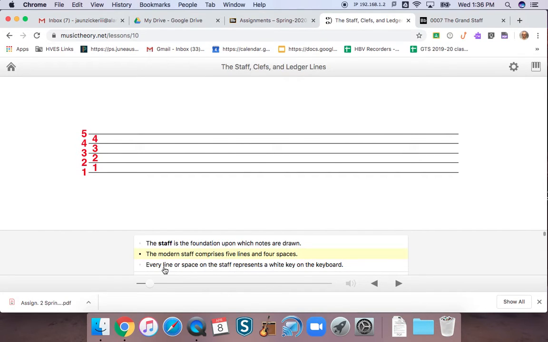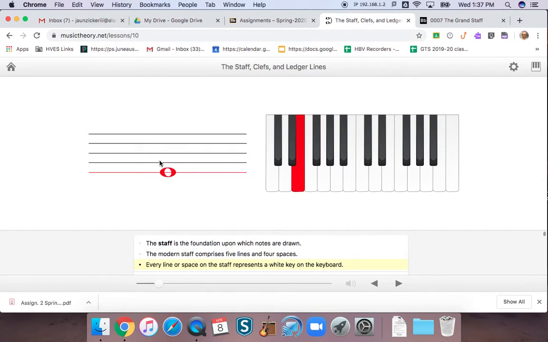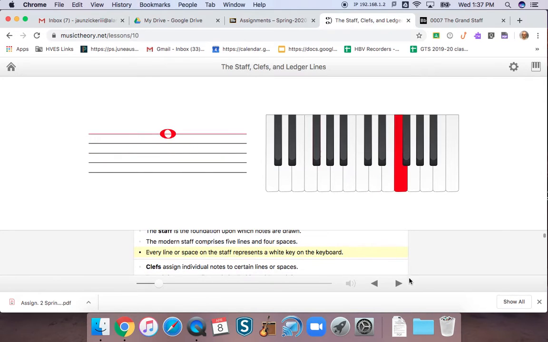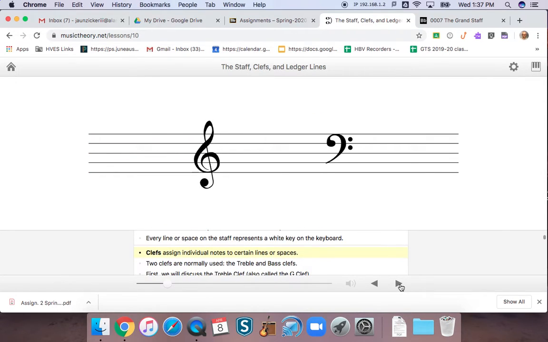Okay, clicking again. Every line or space on the staff represents a white key on the keyboard. I'm going to click on that. So if you look at that, every line and space represents a note on the keyboard. Oh, incidentally, you can also just push play and it'll just walk you through it.